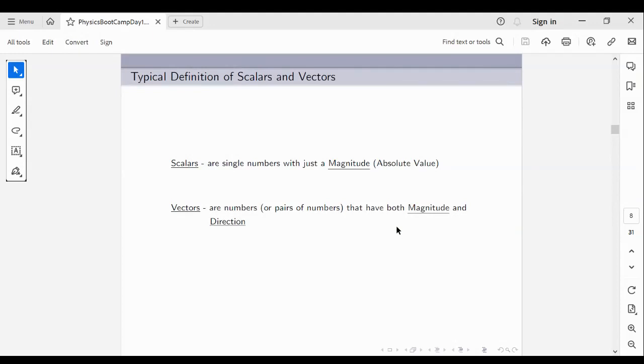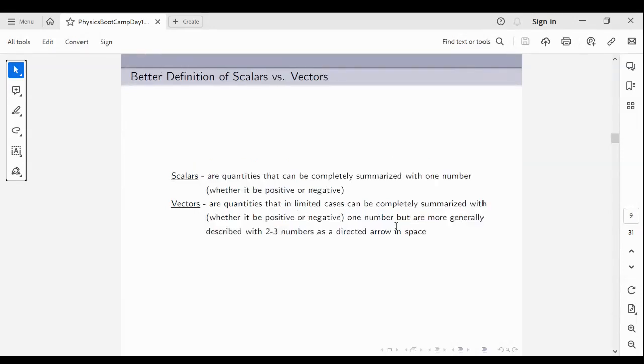This is your typical definition of scalars, and you've probably heard it a million times. Scalars are single numbers with just a magnitude, the absolute value. And vectors are numbers or pairs of numbers that have both magnitude and direction. I'm sure at one point you heard that temperature is a scalar, and then you wonder to yourself, how can things have negative temperature and still just have a magnitude? So that definition obviously leaves something to be desired. So we'll go on to a better definition of that.